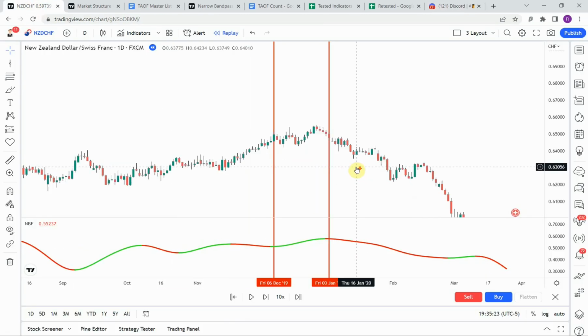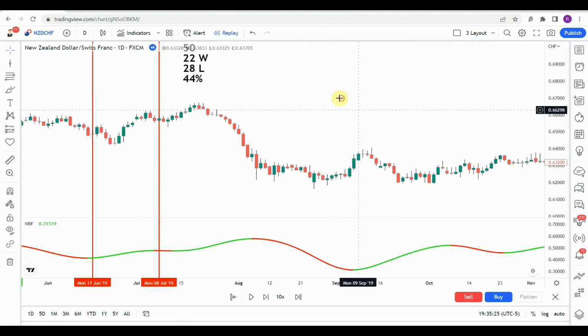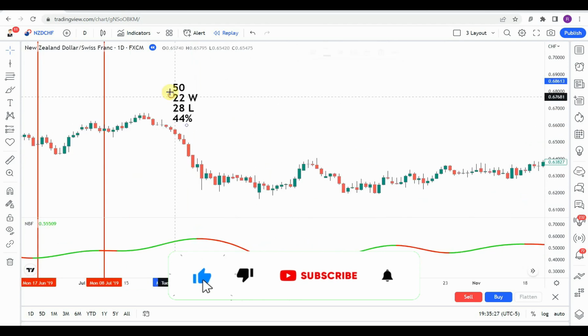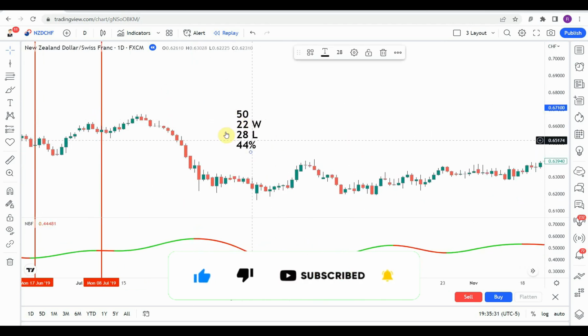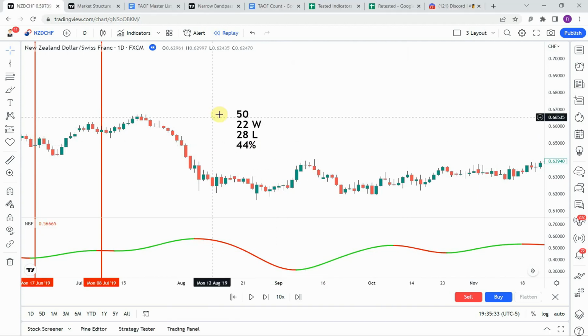All right, back to our advanced test here. So 50 trades like normal, and out of those 50 trades we got 22 winning trades and 28 losing trades. So that's going to put us at a 44% win rate. That is obviously going to drop us below that 60% criteria that we were looking to maintain.